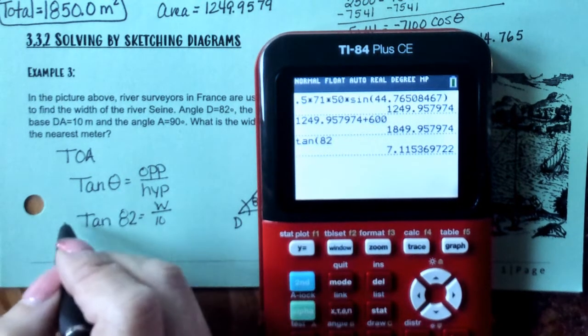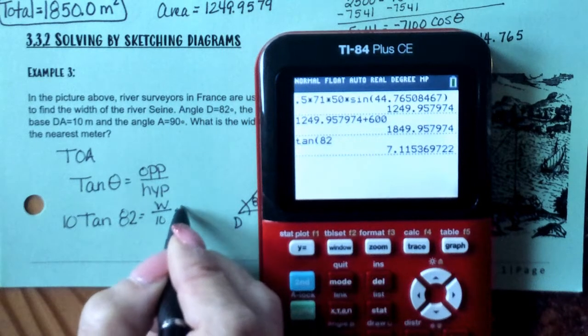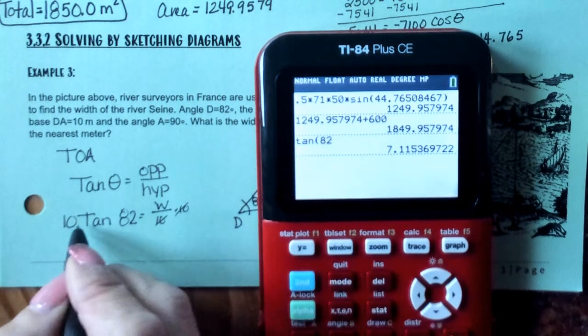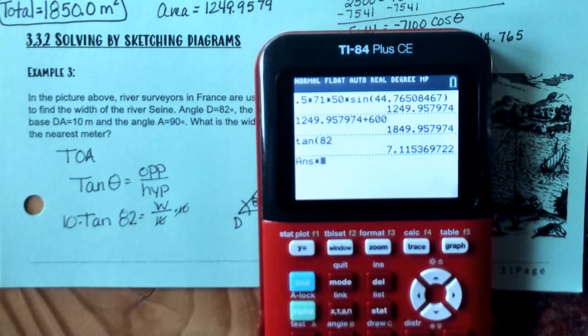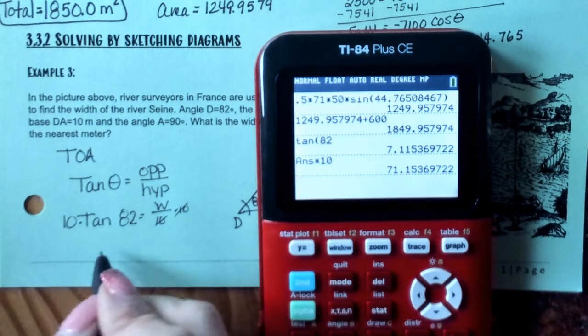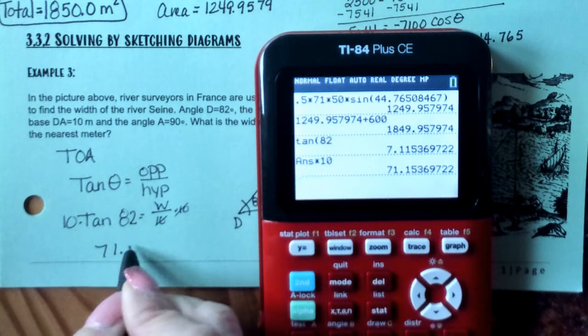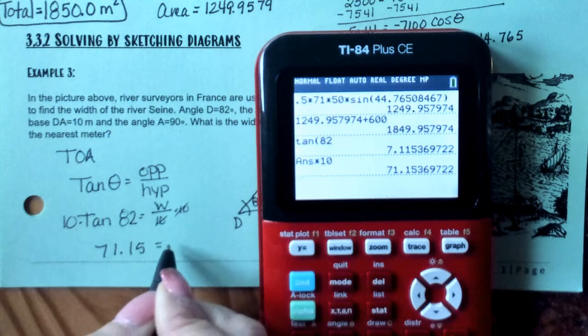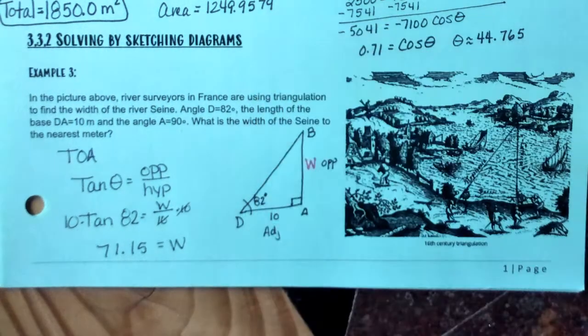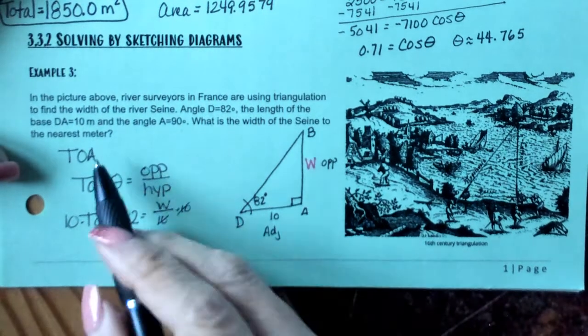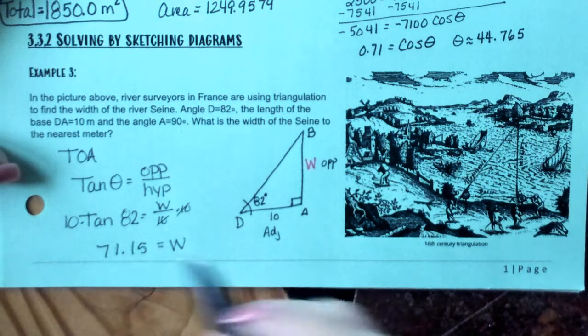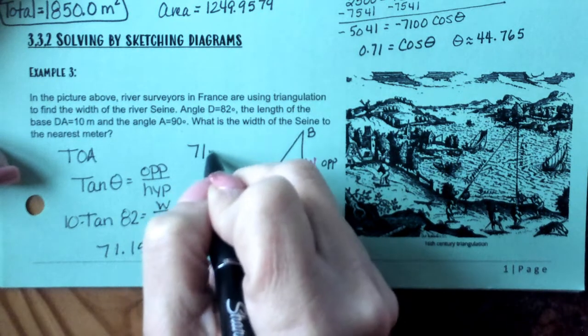I'm going to multiply, so the 10, remember to get rid of the 10 on the bottom, you multiply by it on both sides, so times 10. And I get 71.15 equals W. I'm going to round it to the nearest meter, so the 1 will not round it up, so it'll be 71 meters.